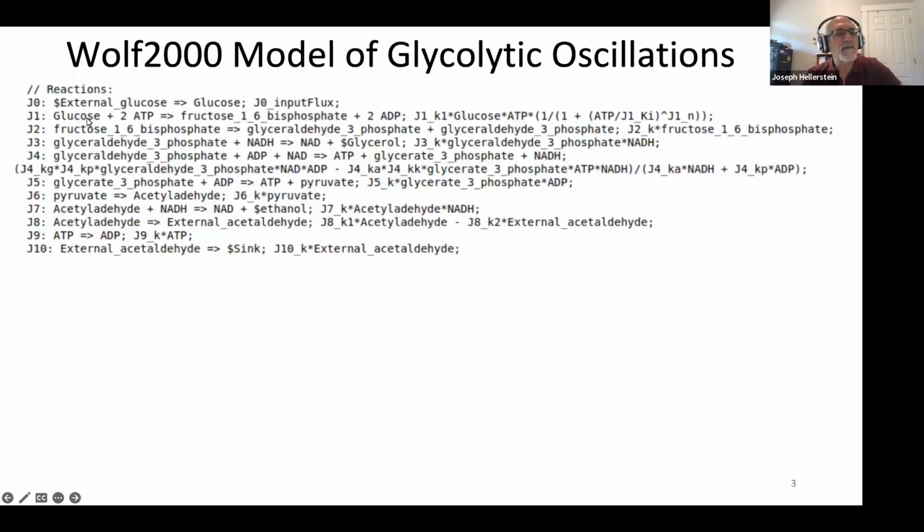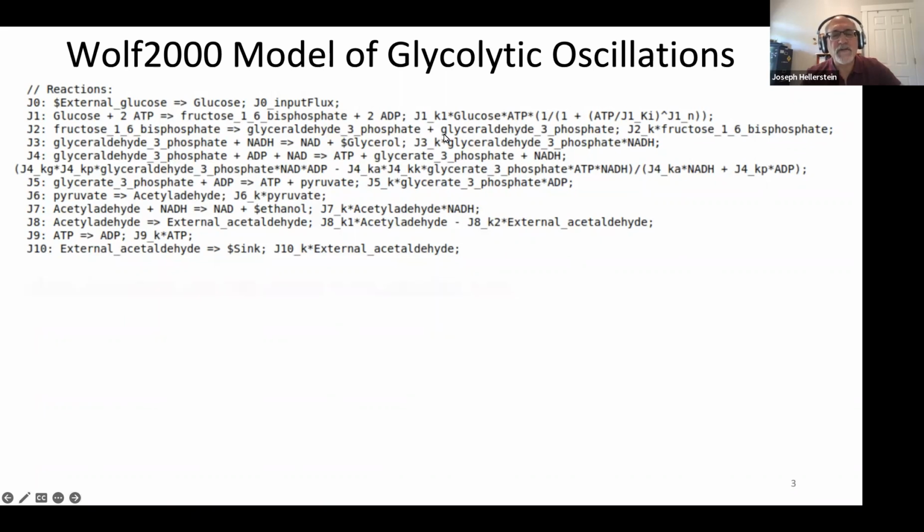So you see, we've got glucose and 2 ATPs going to fructose 1,6-bisphosphate. And we get 2 ADPs, so we consumed a couple of ATPs, got some energy consumption going on there. But here's the kinetics that were used in that particular model. You should be familiar with this, just look for after the semicolon.